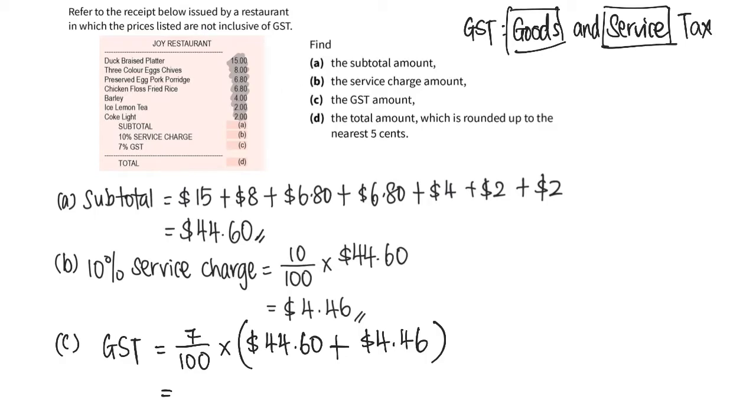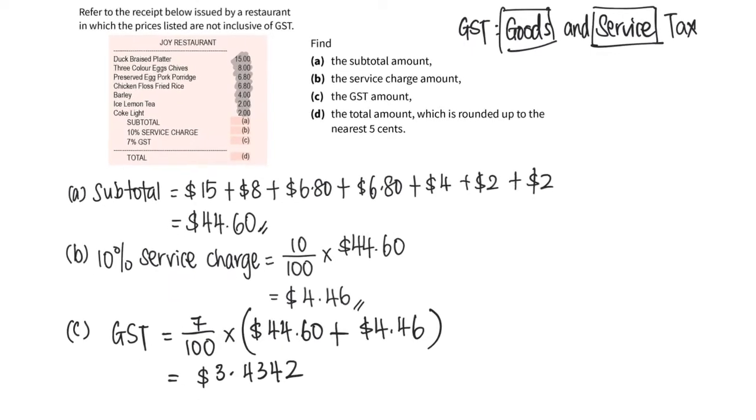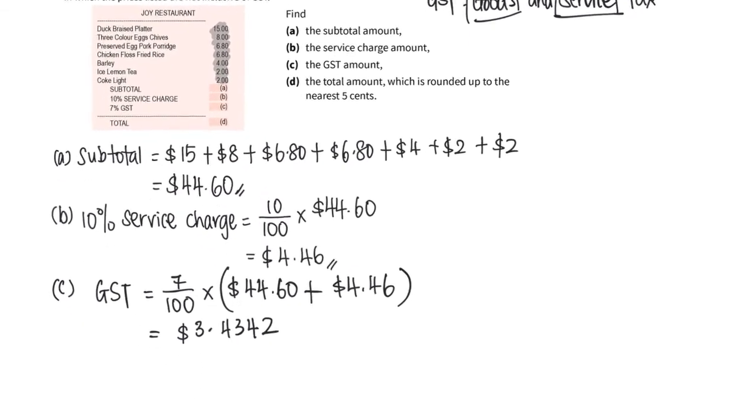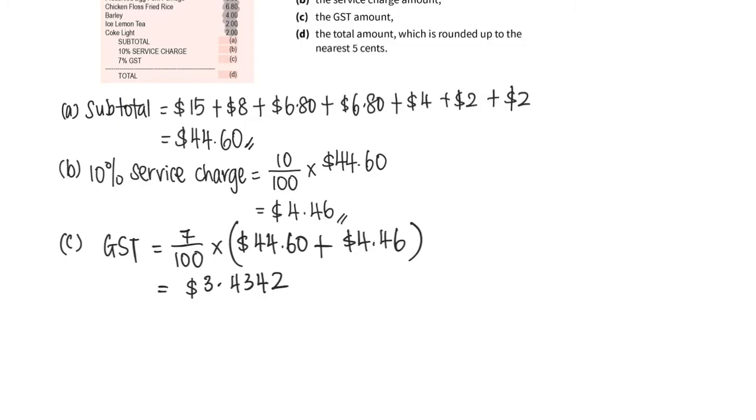And let's see, what value do I have? Okay, and this one will be $3.4342, and to write it as a working, do take note, must write into the nearest cent. $3.43. This one is to the nearest cent.